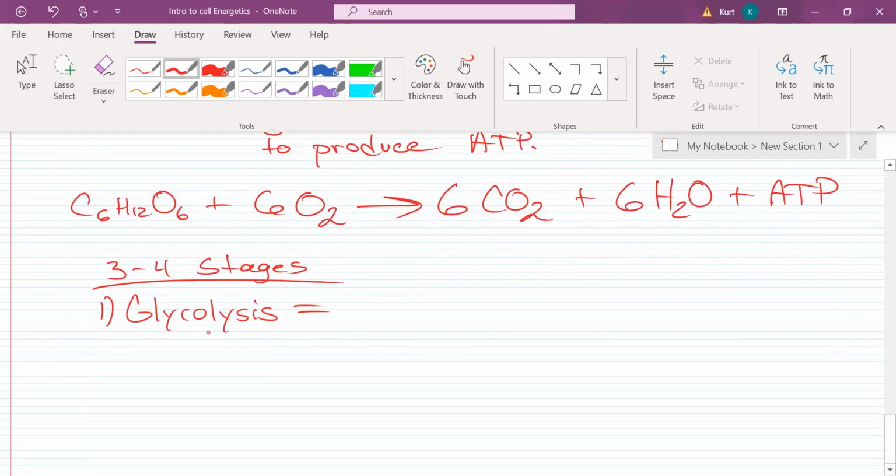You've heard the affix or the suffix lysis. This means splitting. Any idea what glyco means? Sugar. Very good. This means sugar splitting. This is the initial breakdown of glucose after you've eaten it.